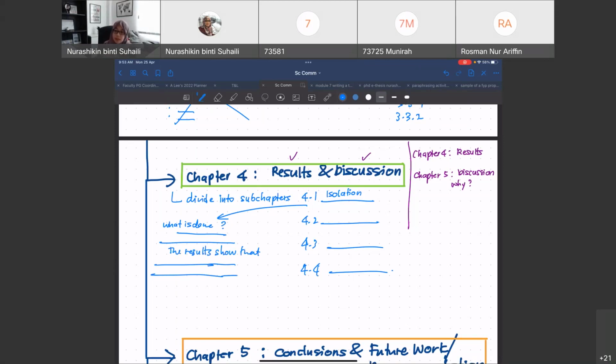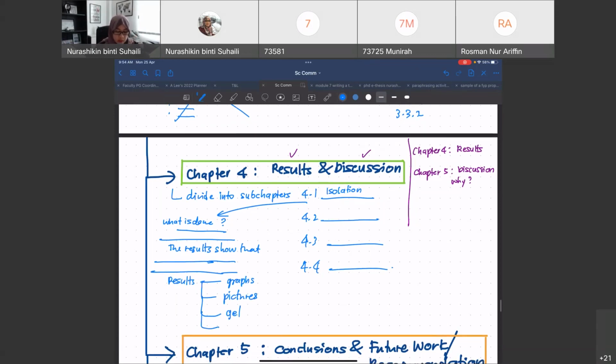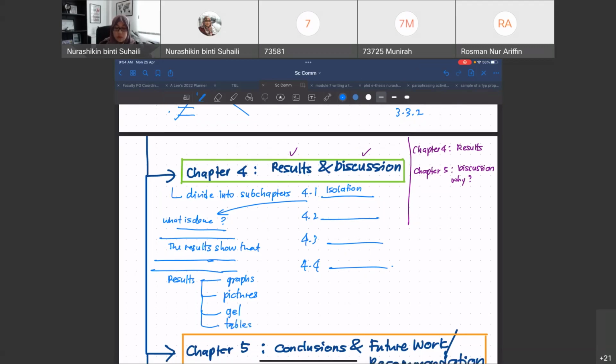Some of the results can be presented in the form of graphs, if it is quantitative data. It can also be in the form of pictures. If you want to talk about the morphology, you have to snap pictures under the microscope. It can also be, if you are using gel analysis, you have the bands. It depends on the nature of your work. Or maybe sometimes graphs, tables, it depends. Okay, so this is how you present the data.